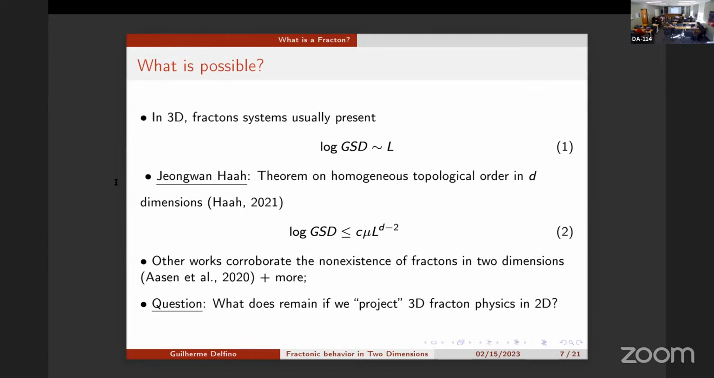Excuse me, can I ask a quick question? Yes. Can you give an intuition for why this ground state degeneracy is connected to the non-mobility of excitations? I mean, it seems like two unrelated concepts.